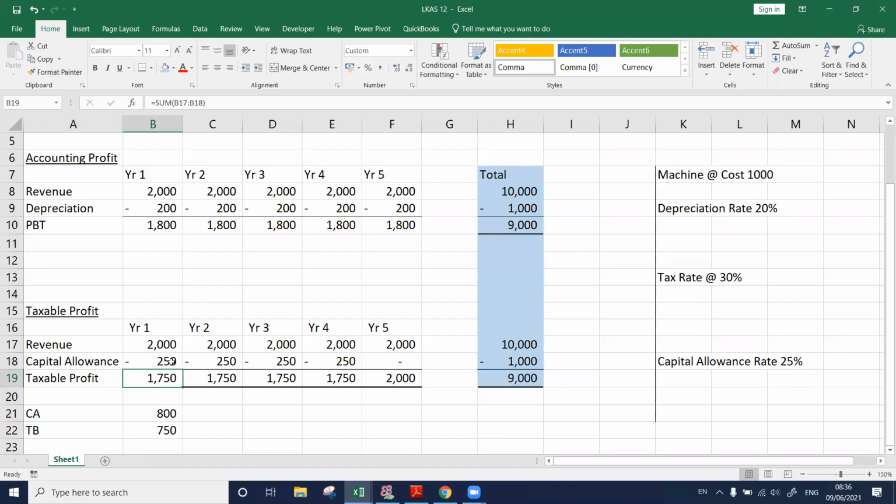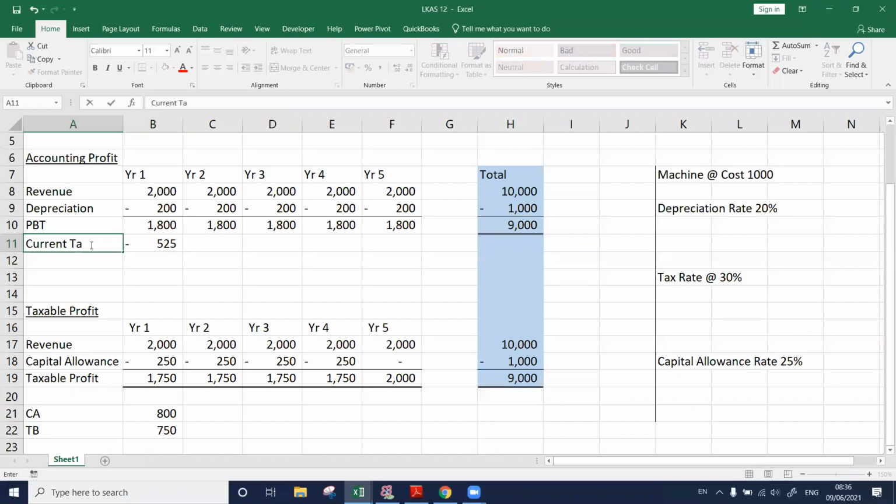It should be based on the taxable profit, right? 1,750 is the taxable profit in year 1. For that, we need to apply the tax rate at 30%. So it would be 525. This is not the total tax expense. This is what we call the current tax expense.